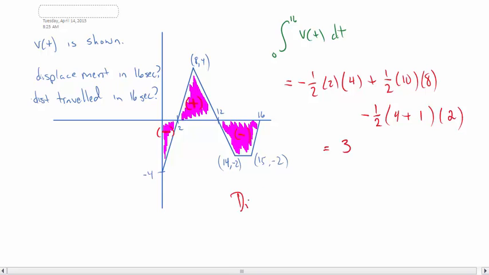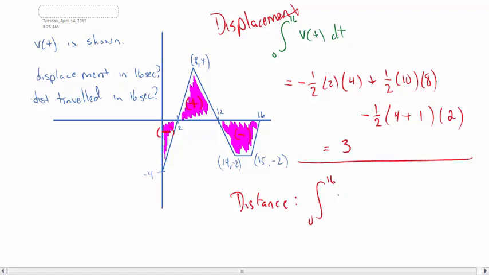The distance, however, so this is displacement. The distance traveled will be the integral from 0 to 16 of the absolute value of v(t) dt. So it's taking all of these areas and reflecting them above the x-axis. So these 3 sections, they're the same shape, but they're all just above the x-axis. So these terms that I have up above, they are all simply going to become positive.